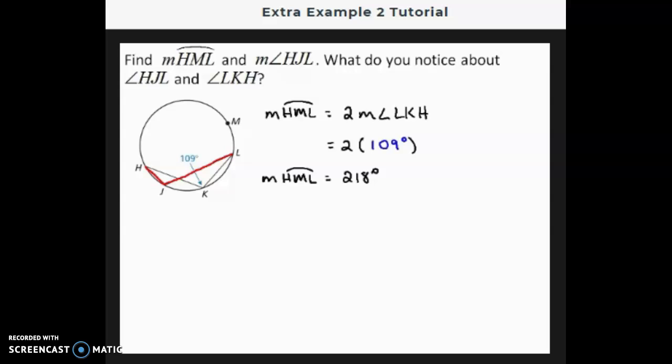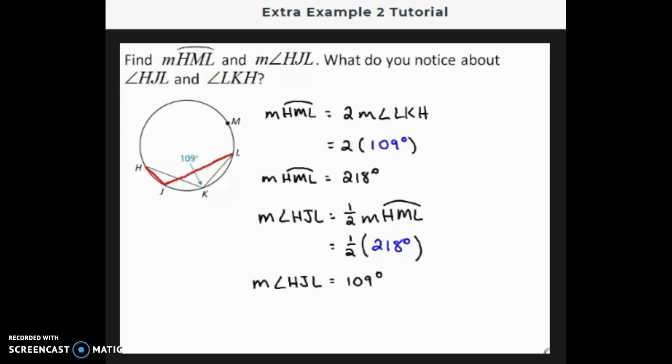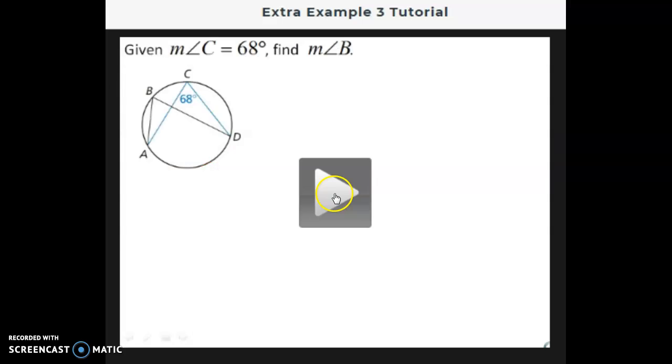Next, find the measure of angle HJL. Notice that angle HJL intercepts the arc HML. So by the measure of an inscribed angle theorem, the measure of angle HJL equals 1/2 times the measure of arc HML. Substituting in 218 degrees for the measure of arc HML gives 1/2 times 218 degrees. So the measure of angle HJL equals 109 degrees. So notice that angle HJL and angle LKH both have the same measure of 109 degrees. Thus, angle HJL is congruent to angle LKH.